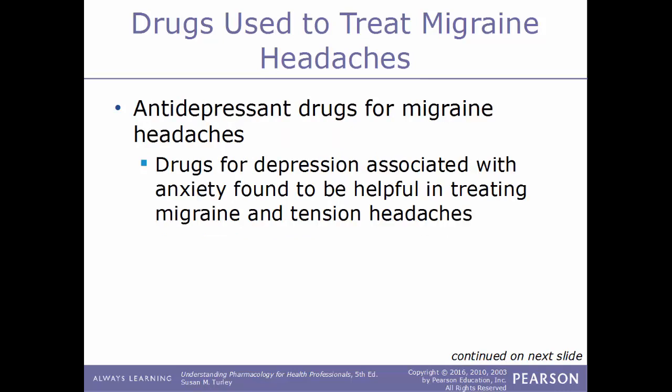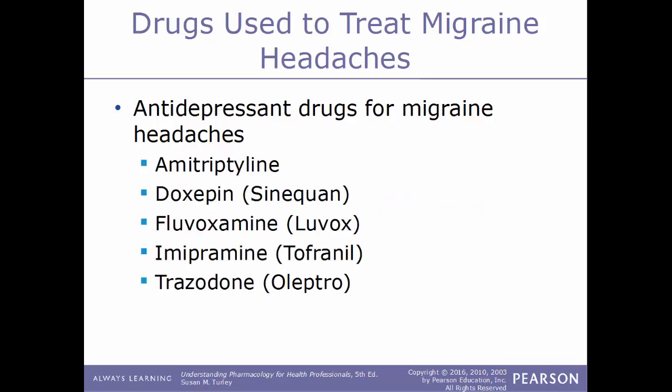Another type of drug that's used for migraines are antidepressants. These are drugs for depression associated with anxiety, and are found to be helpful in treating migraines and tension headaches. Some examples of this type of drug: amitriptyline; doxepin, also known by its trade name Sinequan; fluvoxamine, known by its trade name Luvox; imipramine, known by its trade name Tofranil; trazodone, also known by the name Desyrel.